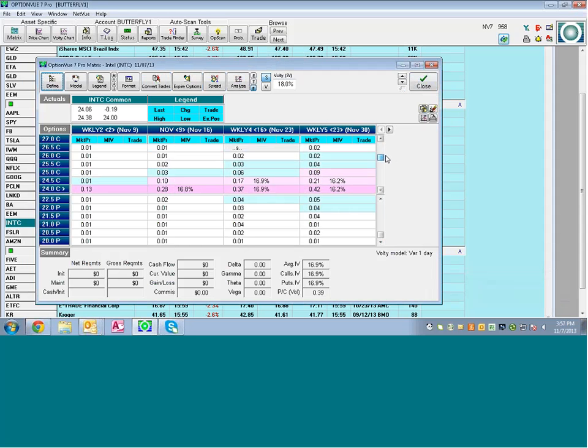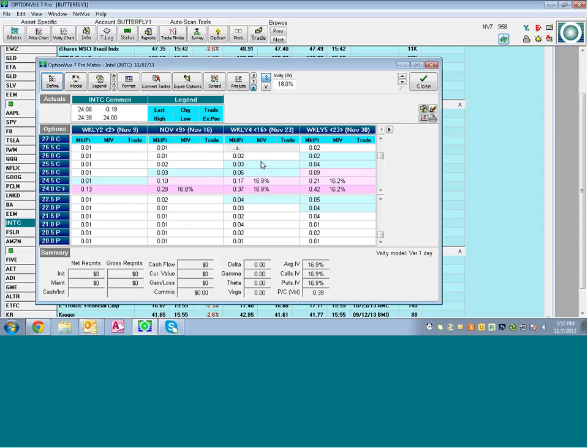So again, now we've got the weeklies. Before, the Novembers were just the first month. Now we've got the weeklies, which are going to expire in 2 days, actually tomorrow, but they always go to the Saturday after the Friday expiration.